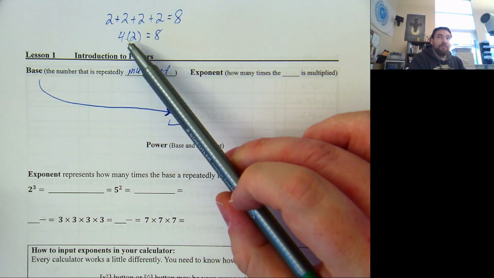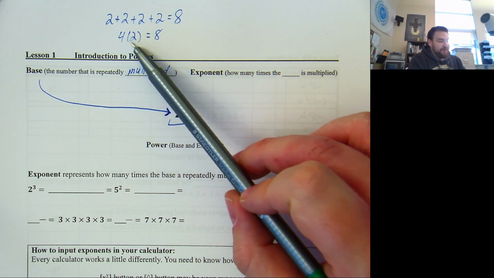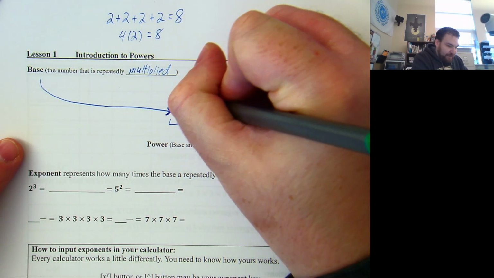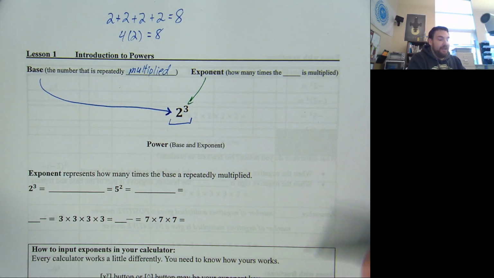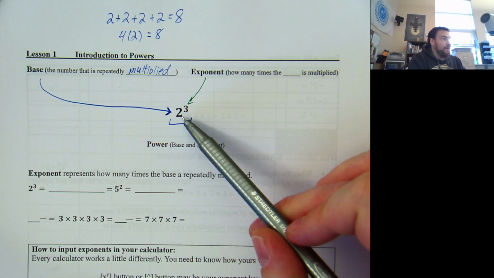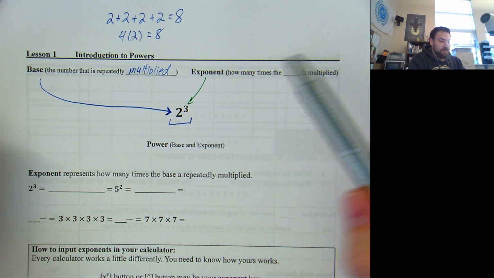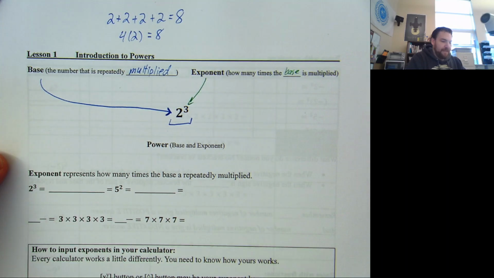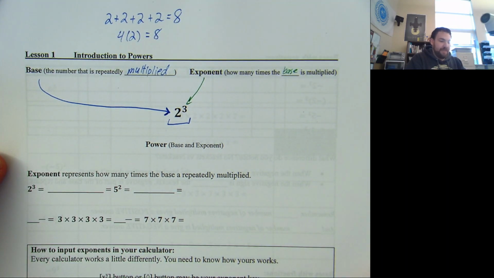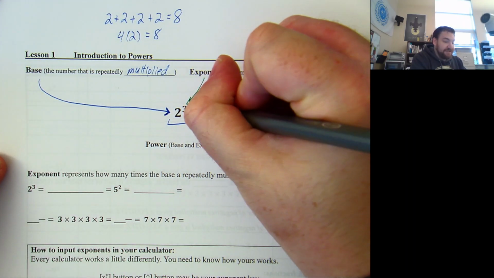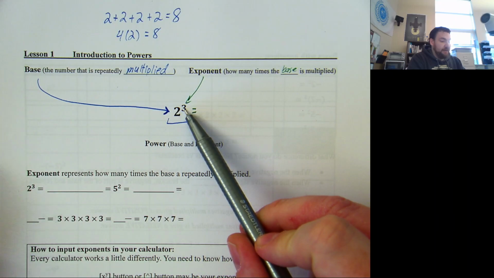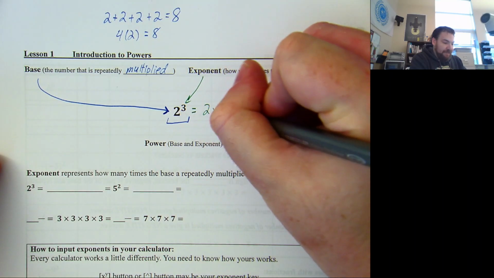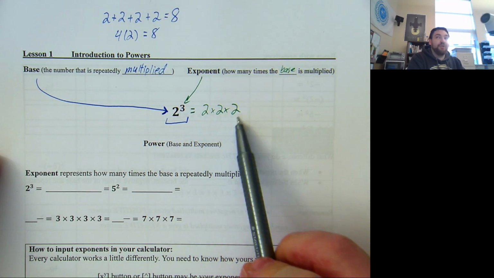And just like up here when we were repeatedly adding, I had a number out front that I multiplied to tell me how many times I was repeatedly adding the 2. This exponent right here, that number that's raised, is the number that tells us how many times we multiply the base by itself. We call that thing the exponent. It's how many times the base is multiplied. So 2 with an exponent of 3 means that I have 2 multiplied by itself 3 times. So I have 3 2s being multiplied together.